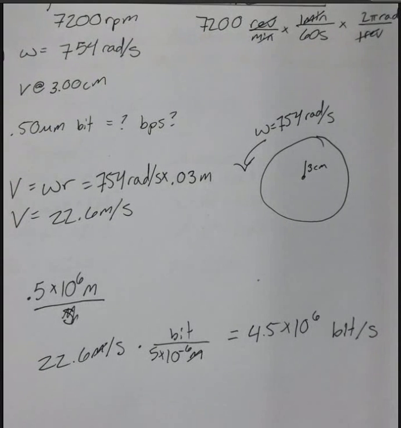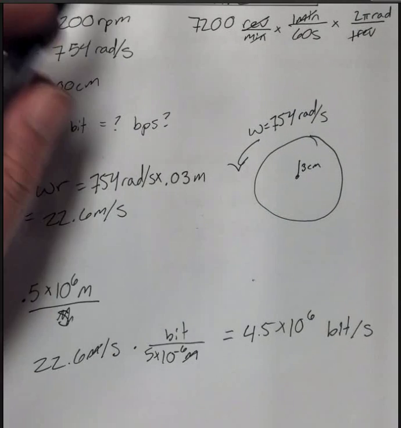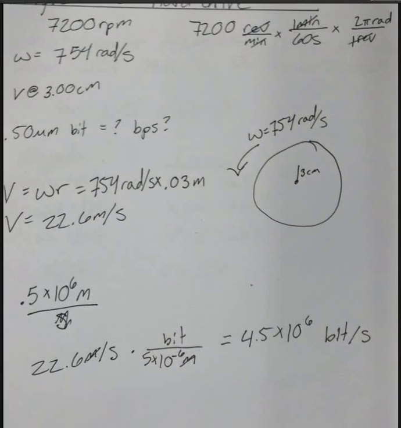So that means that the writing head can write at 45 times 10 to the 6th bits per second, or that's 45 megabits per second. So that gives us a really good idea of how a frequency, how many revolutions per unit of time, could be used to solve for all sorts of angular quantities.